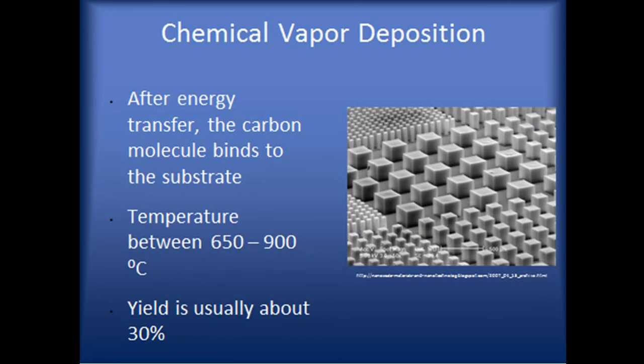In chemical vapor deposition, after transfer of the energy, the carbon molecule binds to the substrate. There is a catalyst or substrate to which the carbon molecule binds. The temperature reaches between 650 to 900 degrees Celsius. This is the important temperature for the synthesis of carbon nanotube by chemical vapor deposition, and usually the yield is 30%.